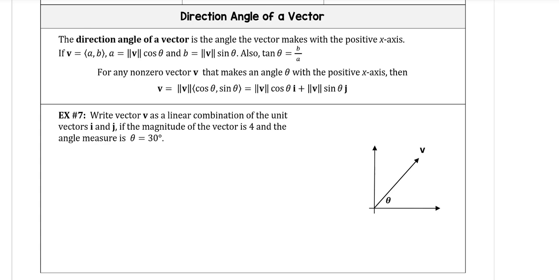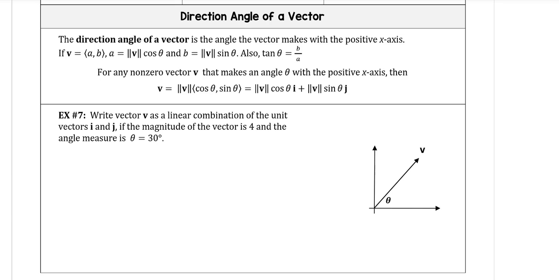This is part of lesson 9.5, Vectors in the Plane. In this part of the lesson, we're going to talk about direction angles of a vector and use that to help us do an application problem, which is closely related to physics.